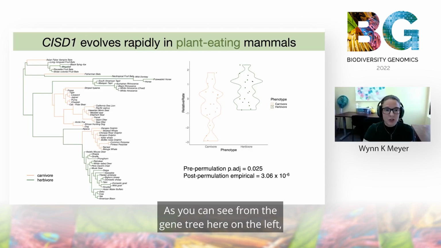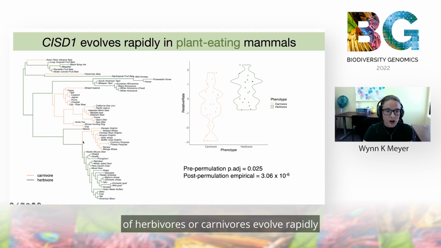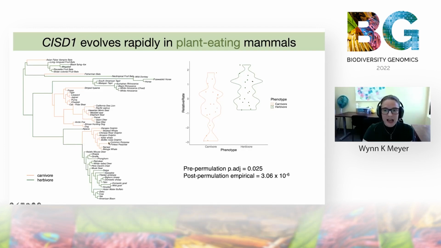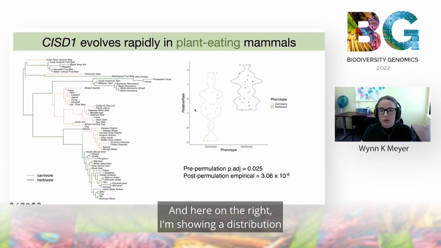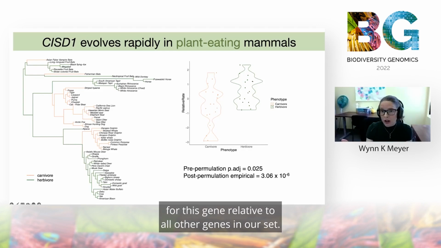As you can see from the gene tree here on the left, many of the internal branches leading to large clades of herbivores or carnivores evolve rapidly in the herbivorous clades and slowly in the carnivorous clades. And here on the right, I'm showing a distribution of all the lineages that are labeled as carnivorous or herbivorous for this gene. What you can see is that our corrections for correlations across the phylogeny lead to an extremely low p-value for this gene relative to all other genes in our set.